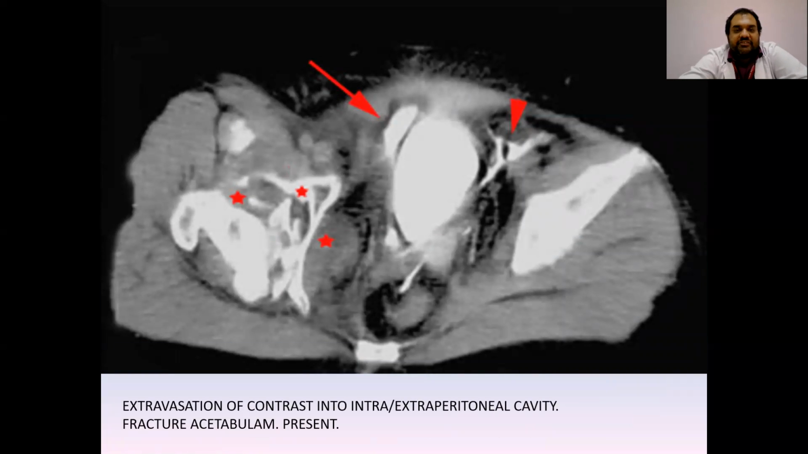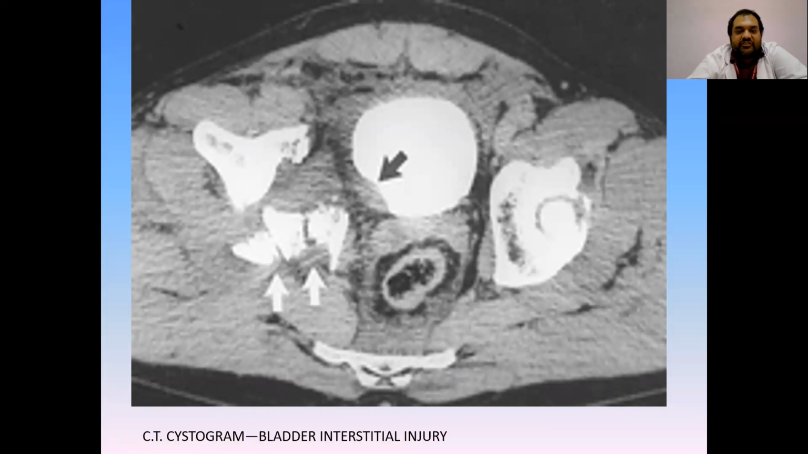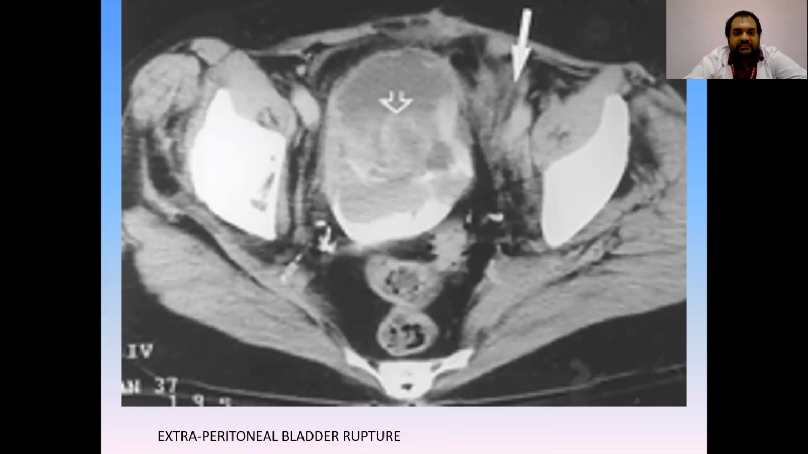And this is the axial section of the CT showing the extravasation of contrast into the intra and extraperitoneal cavity, and there is a fracture of the acetabulum. This is the axial section of the CT showing the intraperitoneal bladder rupture. And this is a CT cystogram showing the bladder interstitial injury. You see the loss of contour of the normal bladder wall. We can also see the fracture of the acetabulum on the right side, given by the two arrowheads. And this is the CT showing the extraperitoneal bladder rupture.